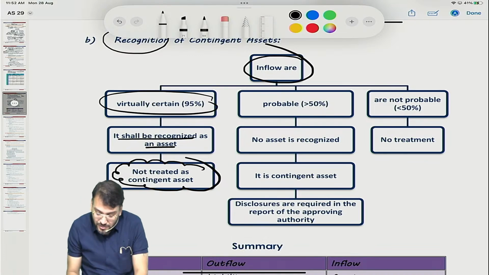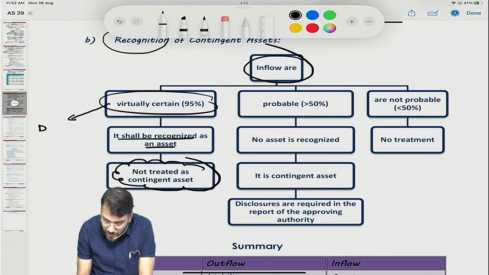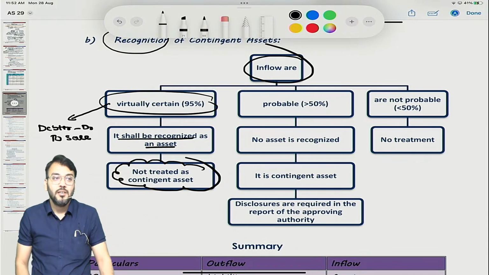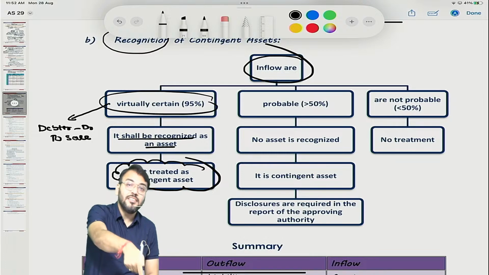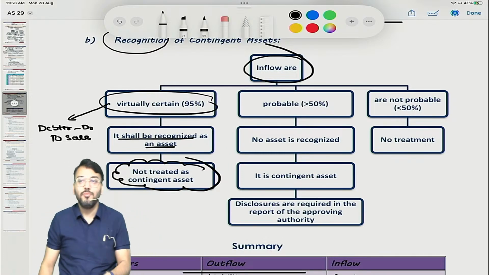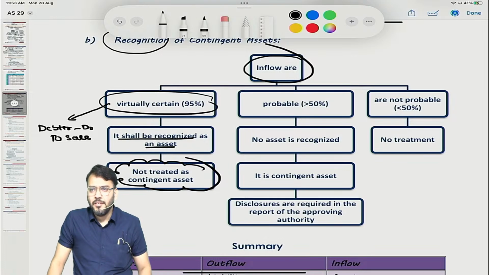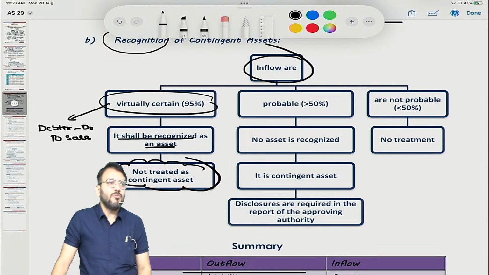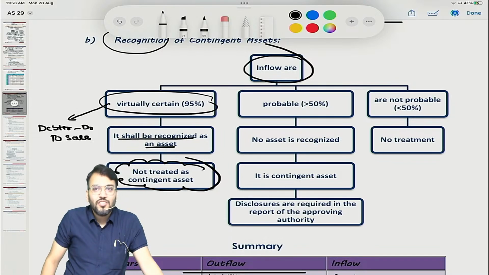Correct. So the best example for this is debtor account debit to sales. In case of credit sales, the inflow is virtually certain, and therefore it is not a contingent asset, it is an asset, and therefore we recognize that asset. That only we have done. The conservatism says: recognize all expected expenses arising from past events, but do not recognize all expected income.